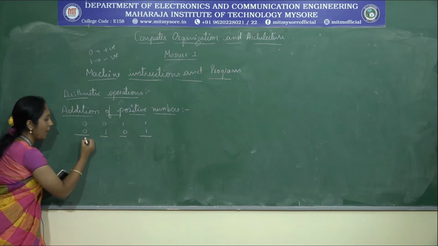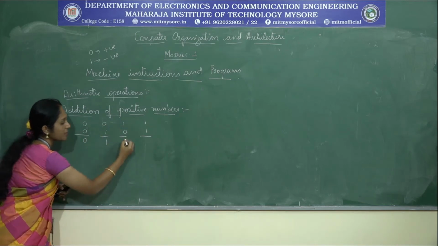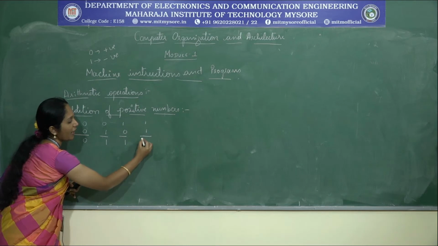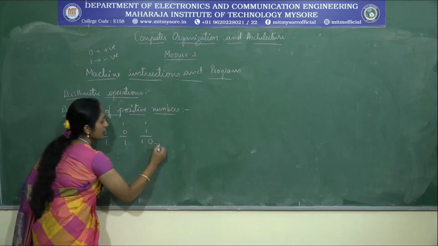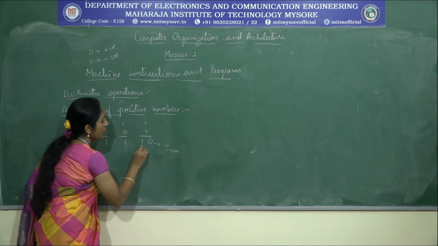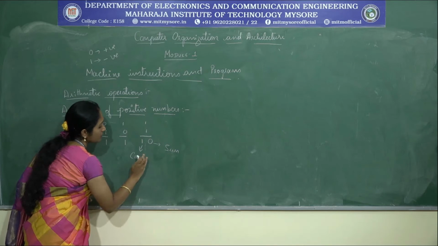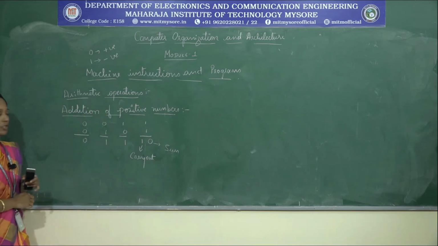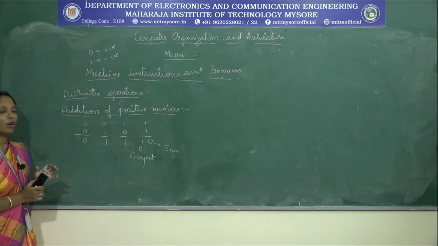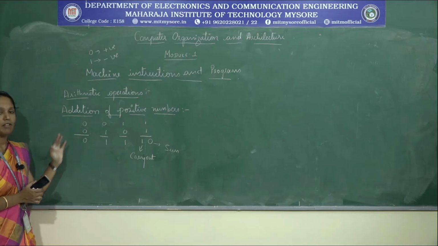For 0 0, when we add these 2 bits, the result is 0. For 0 1 and 1 0, the result is 1. For 1 1, when we add, the result is 1 0. Here the 0 is the sum bit, and the 1 is called the carry out in addition. So this is the addition of 2 bits, that is, addition of 1-bit numbers having 2 operands.